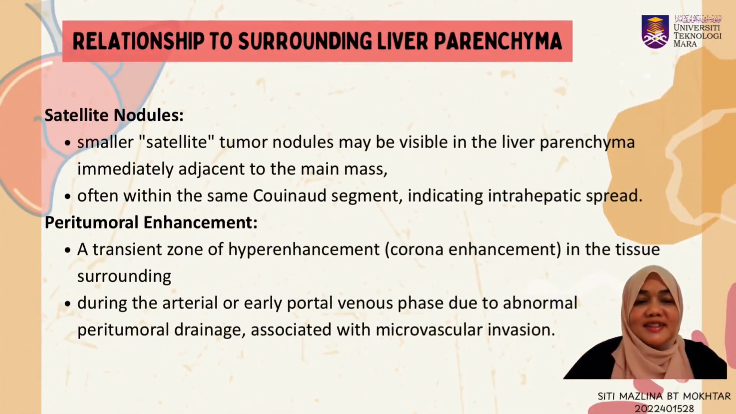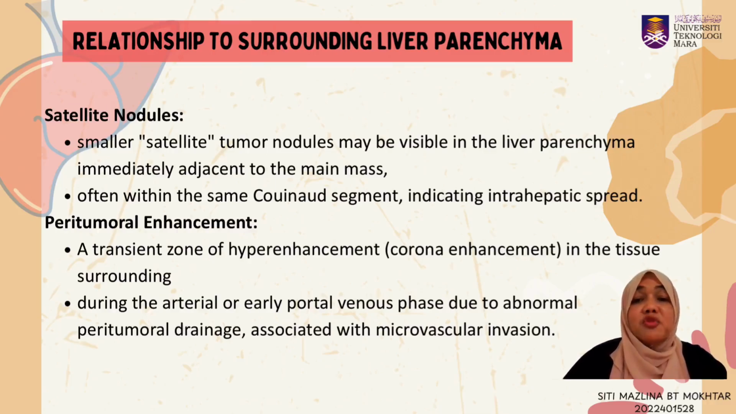Of course, Tasha. As we know, HCC commonly occurs in a cirrhotic liver, which appears more nodular and irregular on CT scan. The tumors stand out due to their classic enhancement patterns. There are two important features to look for in HCC on CT scan, which are satellite nodules and peritumoral enhancement. Satellite nodules are small nodules surrounding the main tumor, so they often indicate intrahepatic spread and suggest more advanced disease.